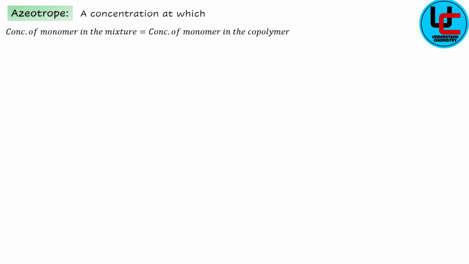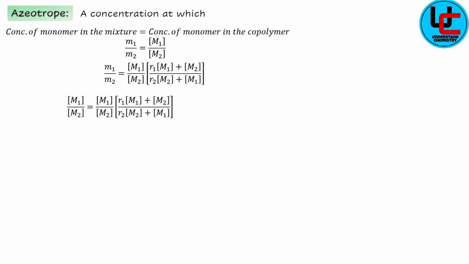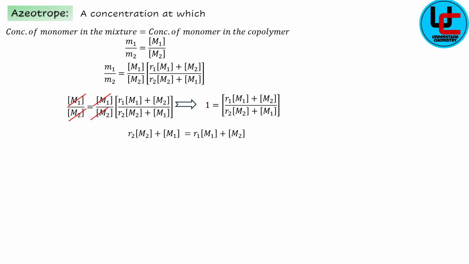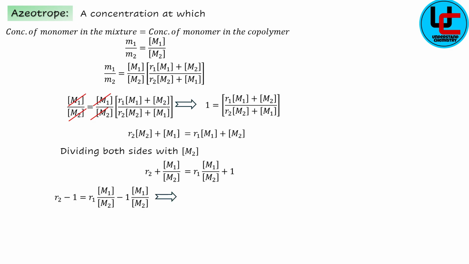As we know, an azeotropic composition is a special point where the concentration of a monomer in the feed is exactly equal to the concentration in the resulting copolymer. In other words, the ratio of monomer 1 to monomer 2 in the mixture matches the ratio in the polymer chain. To find this point, we start with the general copolymer composition equation, which includes both reactivity ratios and monomer concentrations. Through a series of simplification steps, we arrive at the equation that describes the azeotropic point.